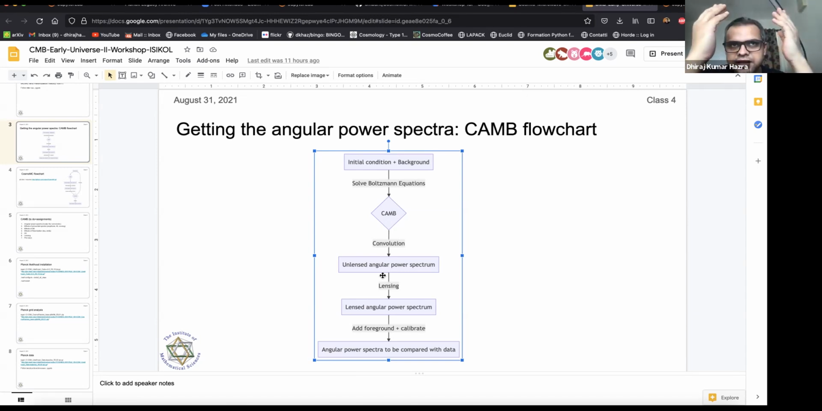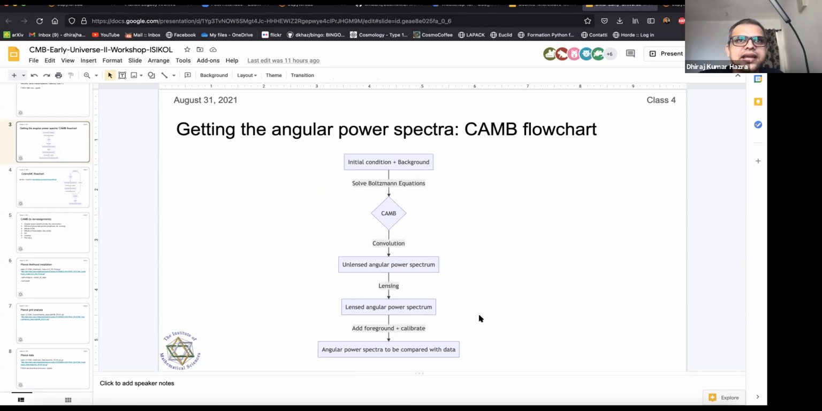angle. So let's say the photon is coming towards you, but there are some structures in between, and photons get lensed. So the photons or the anisotropies get mapped onto a different direction. So n goes to n prime. Lensing takes care of that, and you add the lensing part and you get the lensed angular power spectrum.